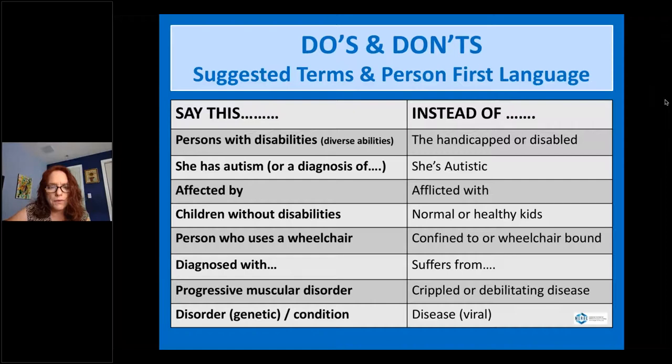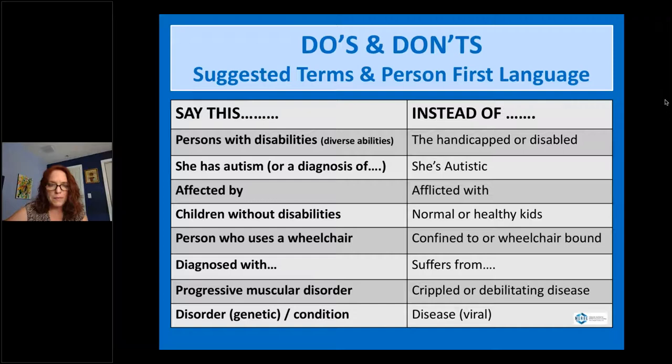Affected by instead of afflicted with. Children without disabilities as opposed to normal or healthy kids, because basically normal is a setting on the dryer, right? So who's normal, right? So that's a suggestion. Person who uses a wheelchair as opposed to confined to or wheelchair bound, because many of you can understand that a wheelchair is actually freeing. It gives somebody their freedom and their liberty.